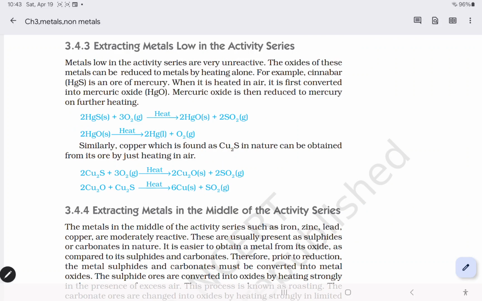Hello students, in today's lecture we are going to discuss extracting the metals low in the activity series. We already discussed this in our previous lecture also. They exist in nature in the form of sulfides usually. By a heating procedure you can obtain the oxide of that particular metal. After getting the oxide, if you supply heat again, then the pure metal will be released.